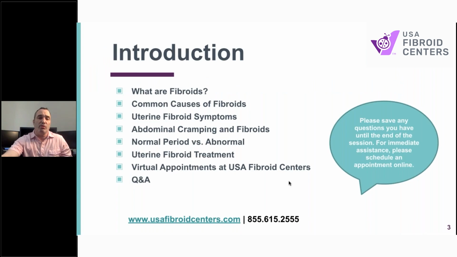So today we're going to talk a little bit about what are uterine fibroids, what are common causes of fibroids, some symptoms of uterine fibroids, what causes some abdominal pain and cramping, what constitutes a normal period versus an abnormal one, and then a little bit about treatments. Actually, hopefully a fair amount about treatments. And then we'll talk a little bit about how we do some virtual appointments currently for people who are interested in getting treated sometime in the near future when it becomes more safe to do so.